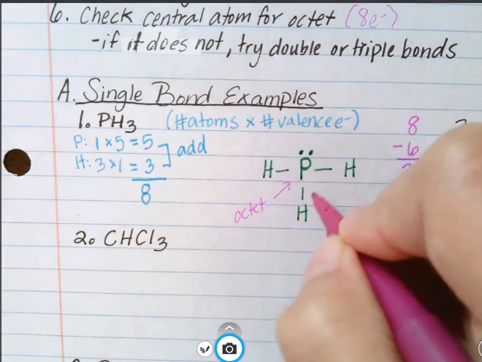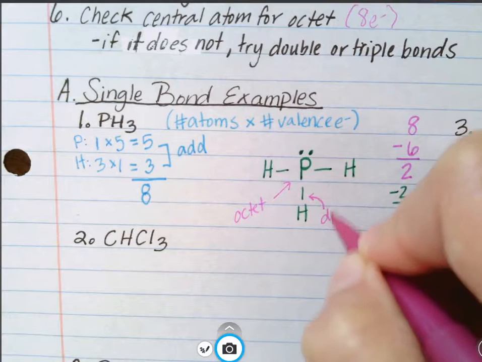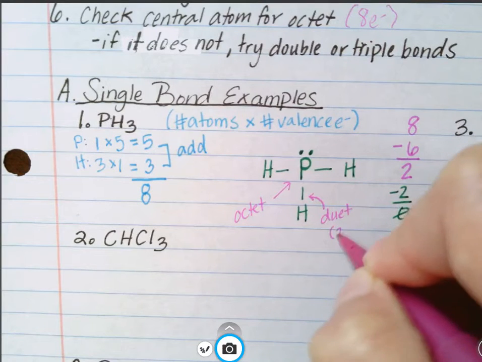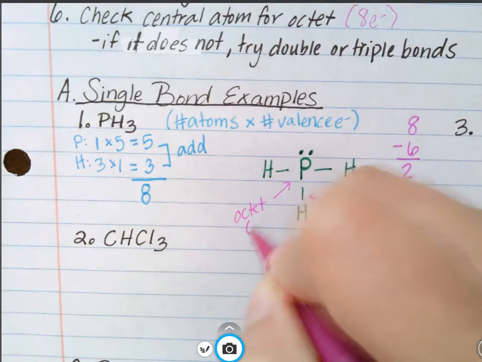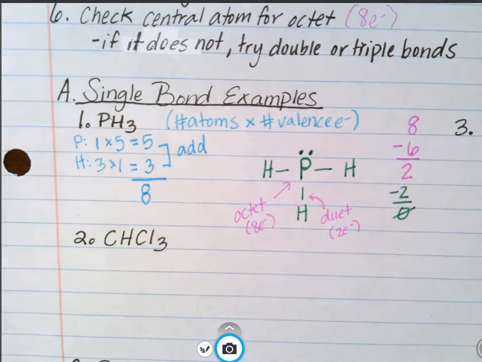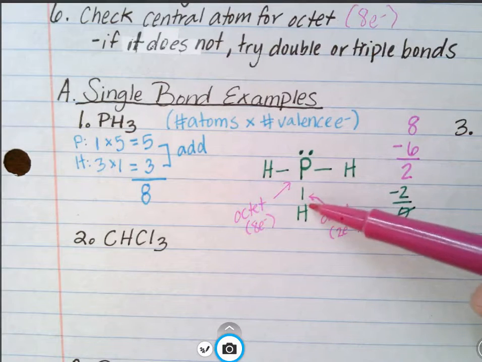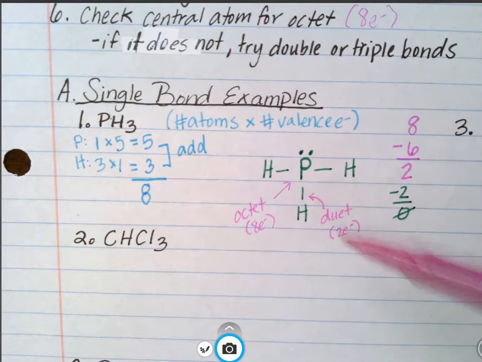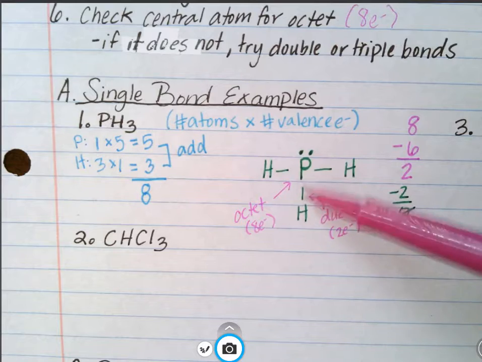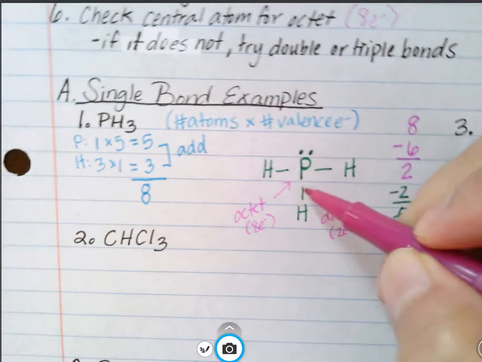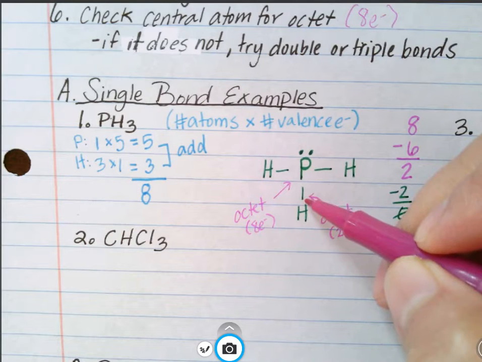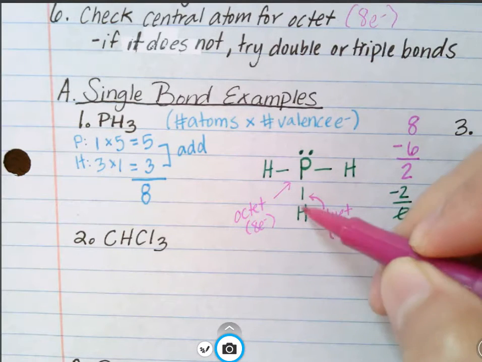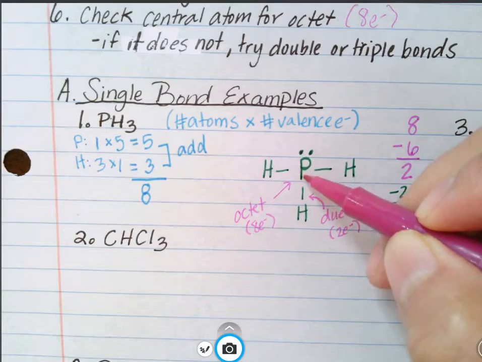Hydrogen, on the other hand, has what we call a duet. It has 2 electrons, and that's all that hydrogen needs. So octet, 8 electrons on my phosphorus, duet, 2 electrons on my hydrogen. Okay, in case I didn't make that clear earlier, and I don't think I did, this hydrogen and this phosphorus are actually sharing those 2 electrons. So they count for both the hydrogen and the phosphorus.